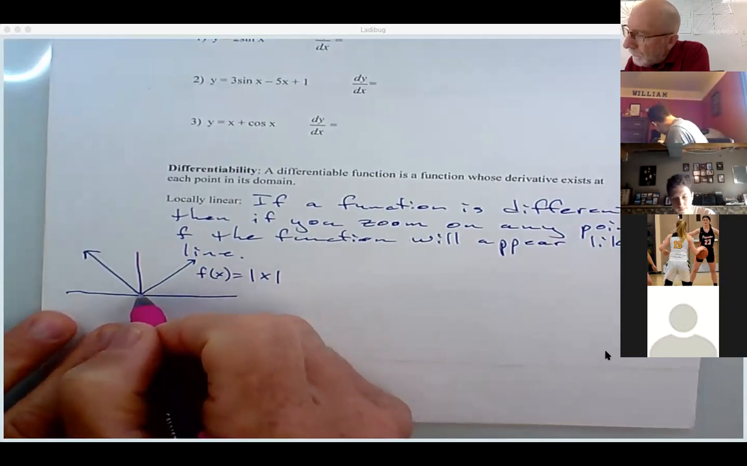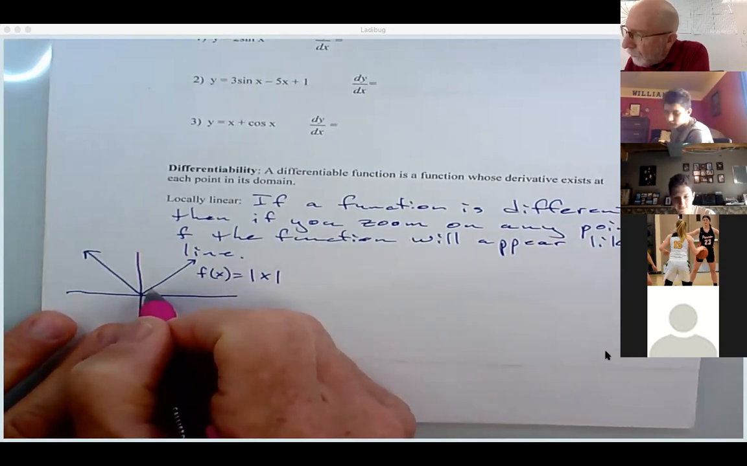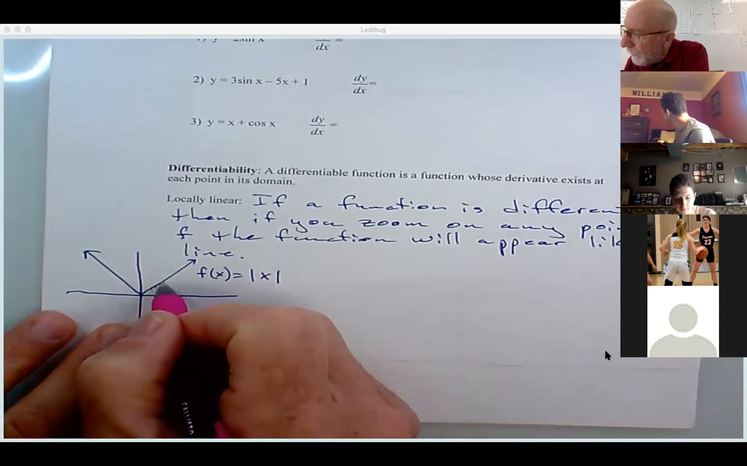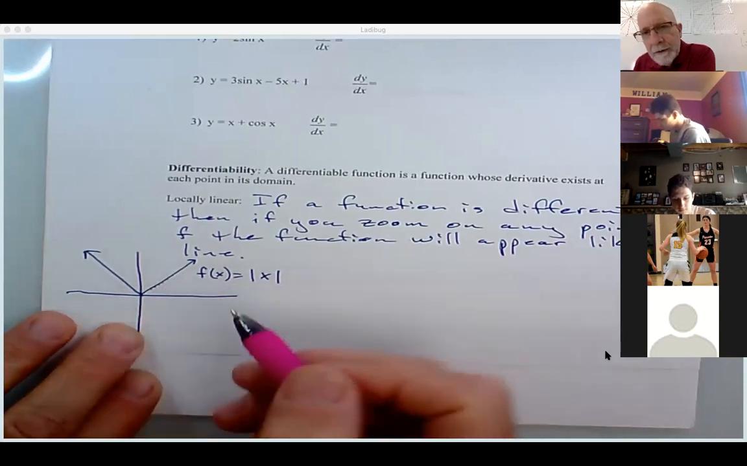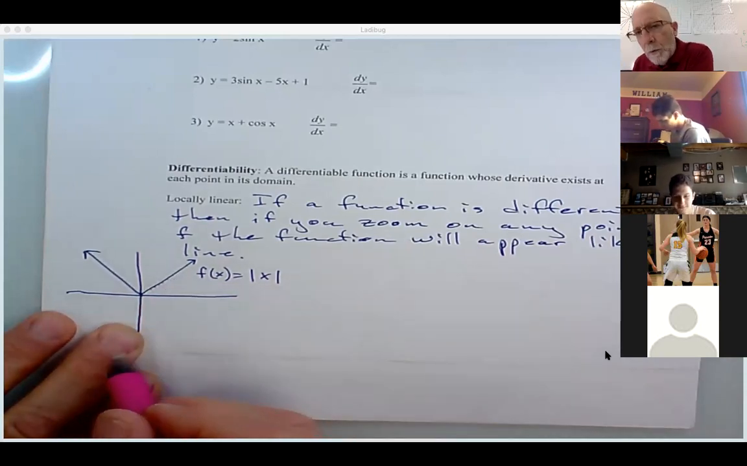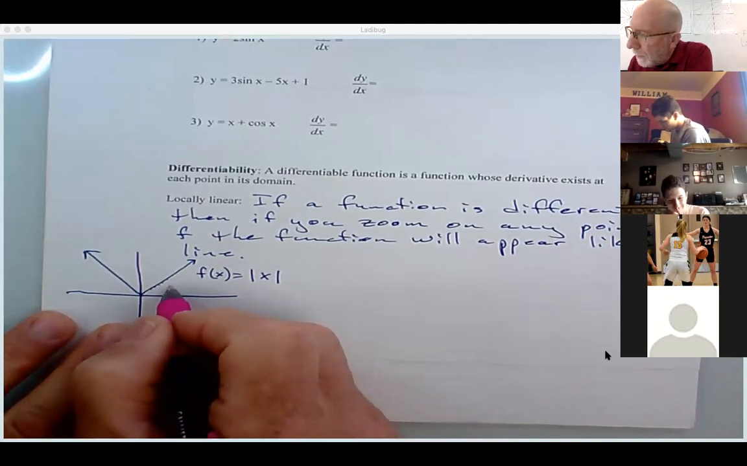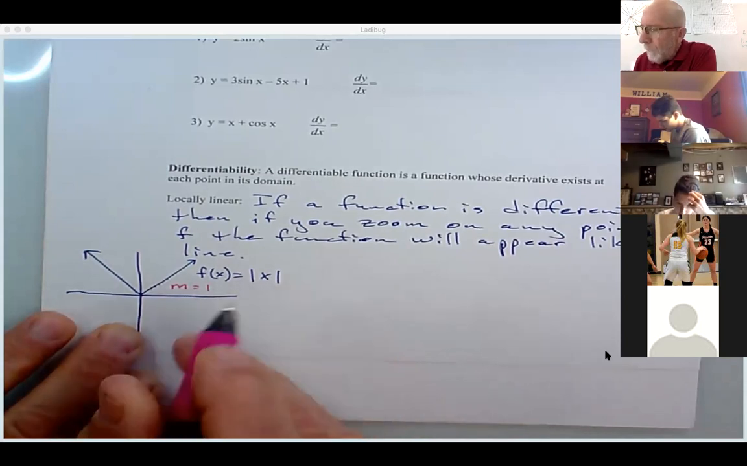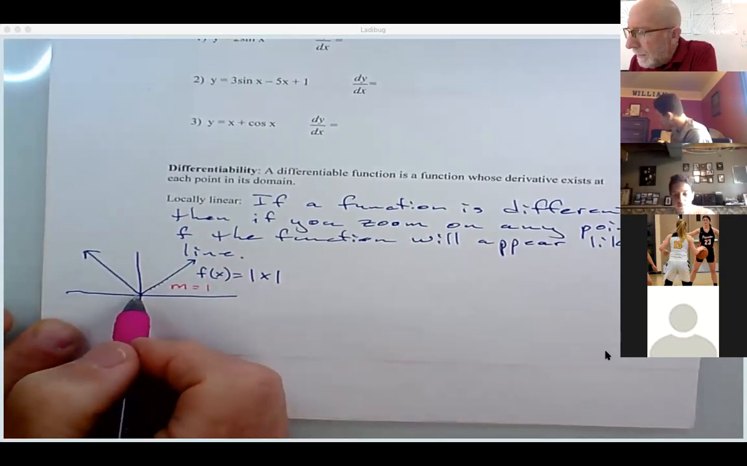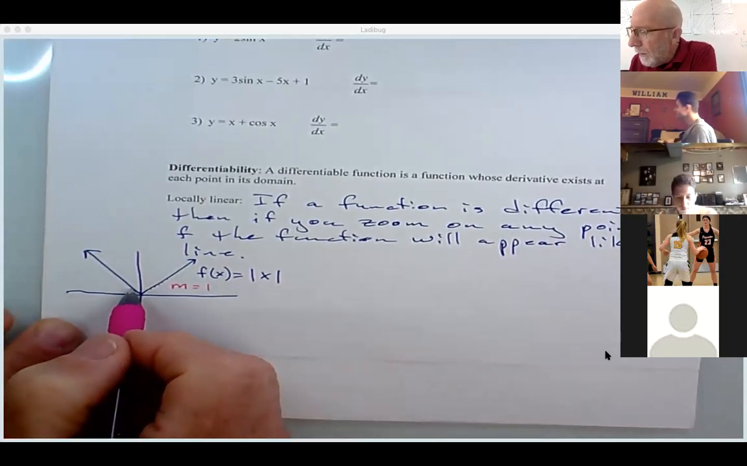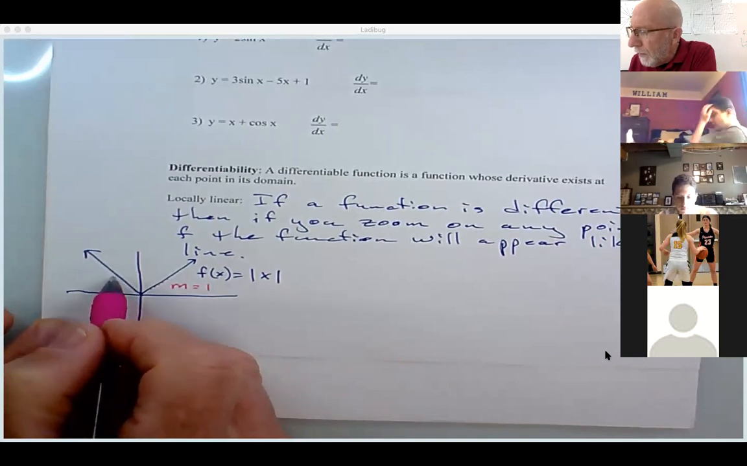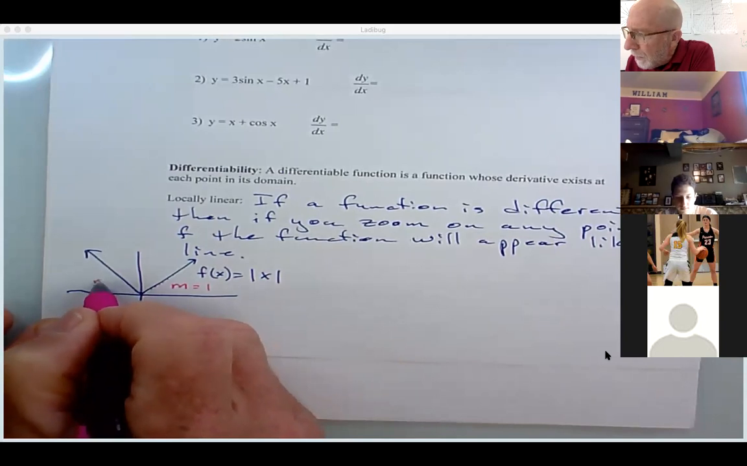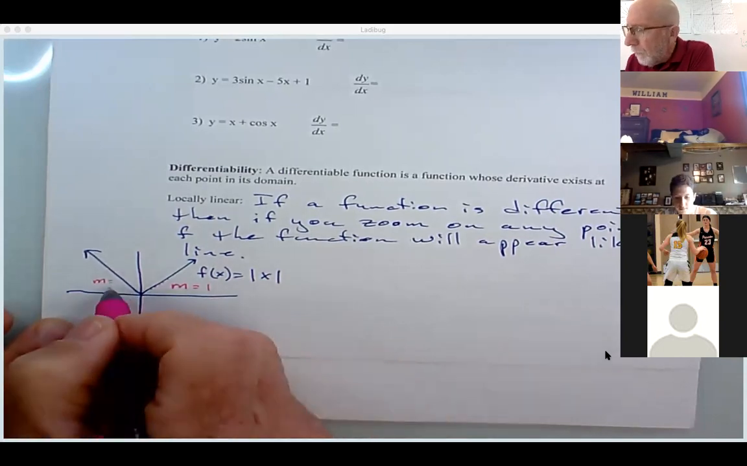Now think about it. 0, 0, 1, 1, 2, 2, 3, 3, 4, 4, 5, 5, 6, 6, 7, 7. I'm going up 1 over 1, right? So what's my slope got to be? 1. Okay. Over here on this side, it's negative 1, 1, negative 2, 2, negative 3, 3, negative 4, 4, negative 5, 5. So its slope is what? Negative 1. Negative 1, correct?